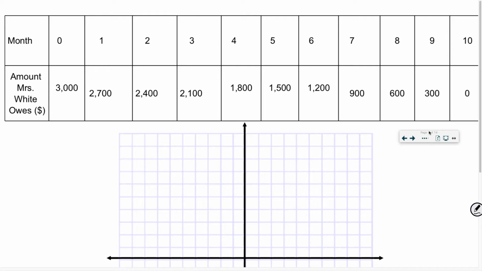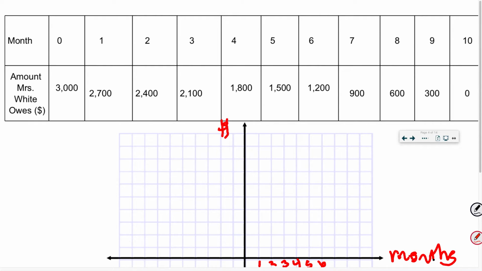Maybe you can go at a rate of 1,000 for your y, because you can't go 1, 2, 3, 4. So what is the y-axis going to represent here? The amount of money she owes. That's going to be the money she owes. What is the x-axis going to represent? The months. So how do we want to label this? How would we label the x-axis? We could just go by 1 here.